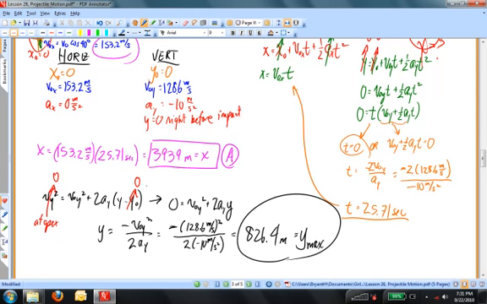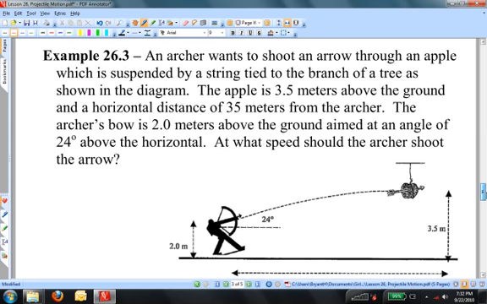Now we're ready to go to the third example. This third example is a bit more complex. An archer wants to shoot an arrow through an apple which is suspended by a string tied to the branch of a tree as shown in the diagram.